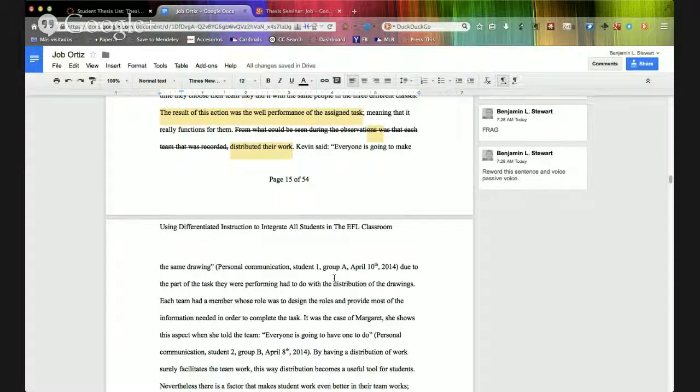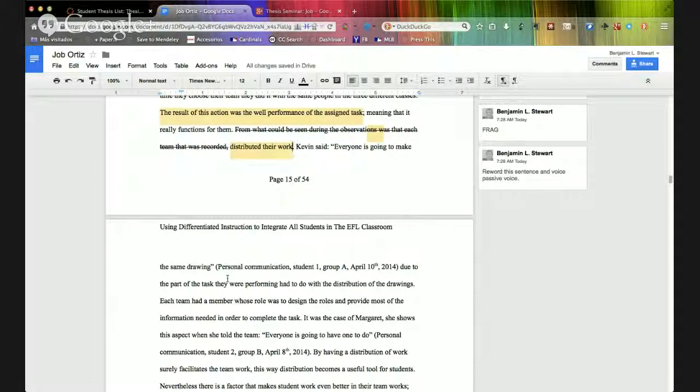Now you've presented evidence. One sentence. The students decided. Okay. Now, so Kevin said everyone is going to make the same drawing. So he's telling the other students this. Right. So he's taking kind of a leadership role. Correct? Okay, so only one student. Okay. So say here, Kevin distributed the work to the other students, and you can say this later. You can say first, Kevin said everyone is going to make it, and then you can say, which shows Kevin distributing the work to the other students, something like that.